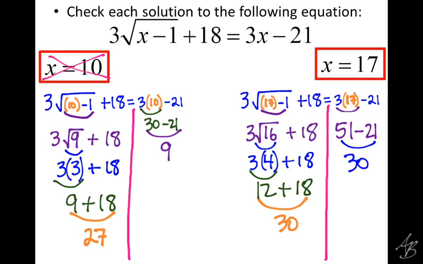So what does that mean? It's correct. It is a correct solution. So 17 does work for x here. All right, 10 did not work, but 17 did.